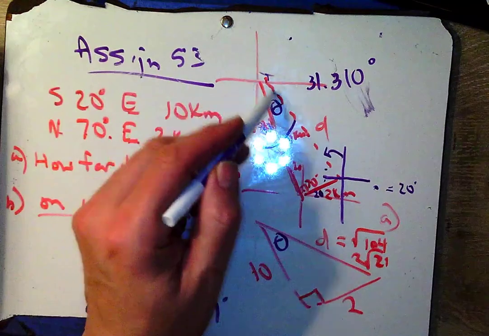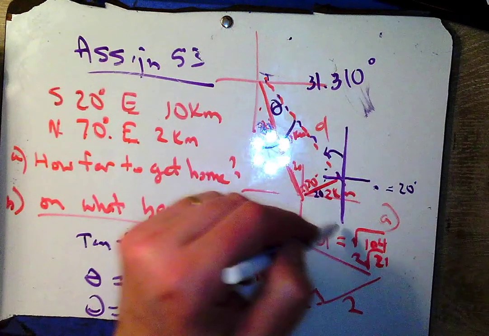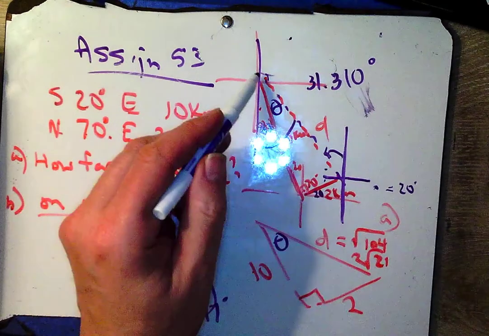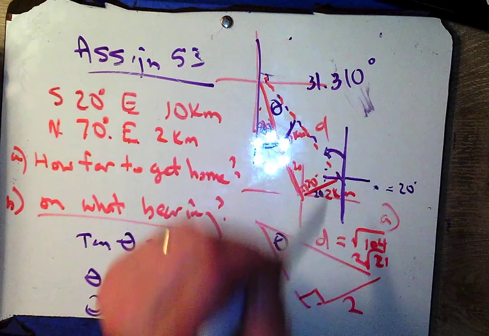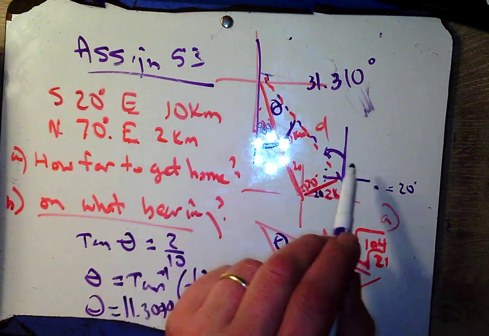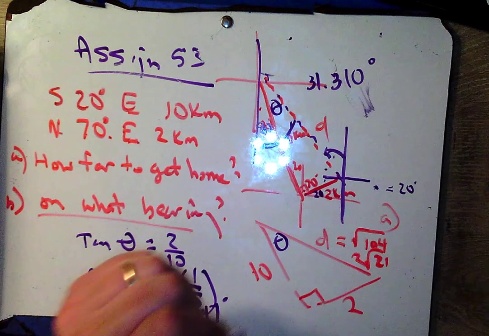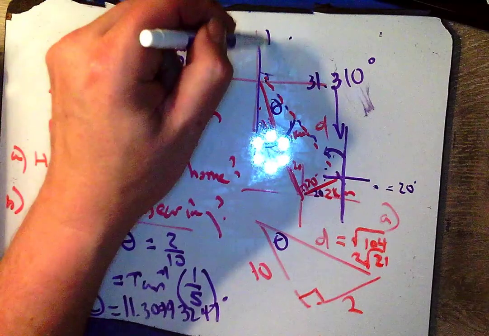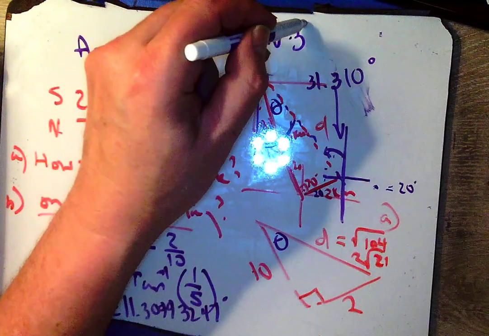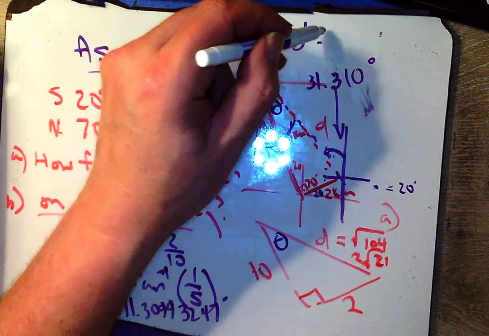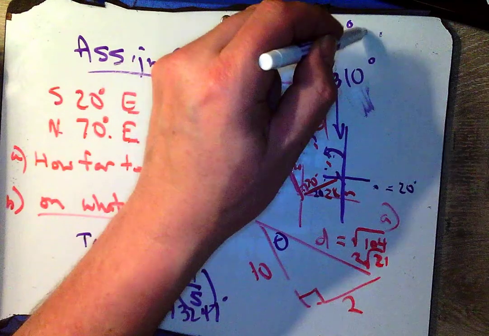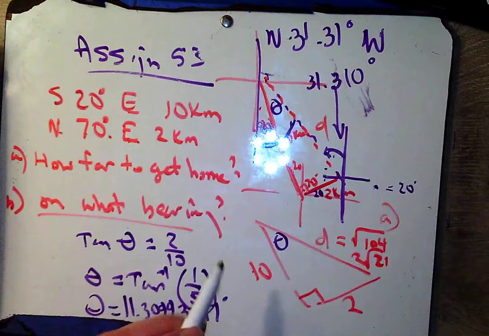Now, why is that interesting to me? Well, there's my transversal, and here are my parallel lines, and so this angle and this angle are the same. And that's my bearing angle. Woohoo! So I can write my bearing as north 31.31 degrees west is my bearing home.